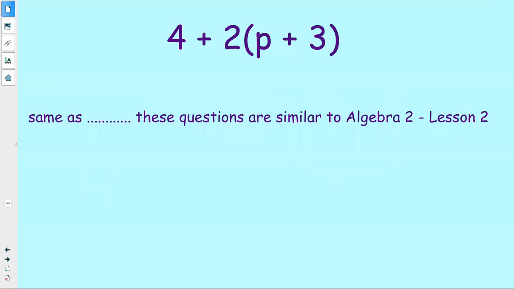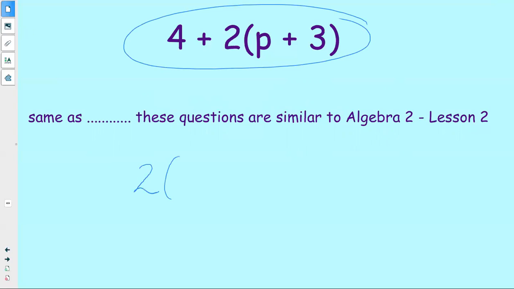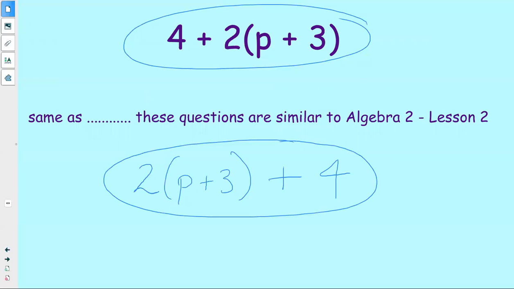Okay, so this is what we're going to be looking at today. Now, I have done this in a separate lesson, and I've done this on purpose. These questions are very, very similar to the Algebra 2 playlist lesson 2. So I could write this question like the following: I could write the bracket first, 2 bracket p add 3, and then add the 4. That is the exact same. The two are equivalent to each other.